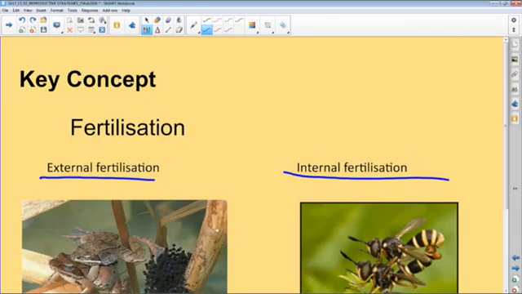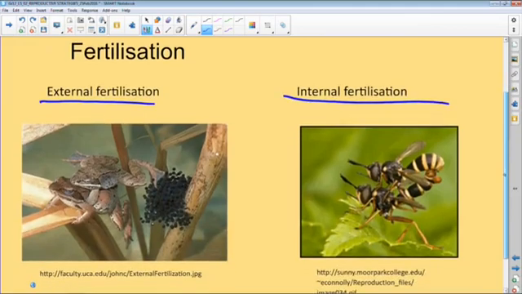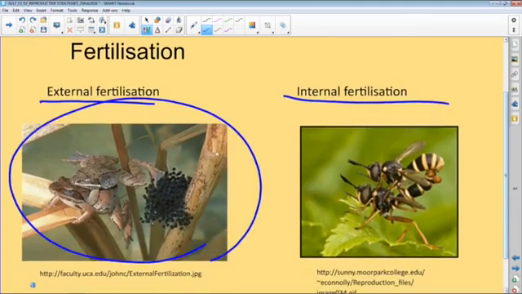Both the sperm is inside the female, okay? Now, the other one that we have is your external fertilization. And what I've got here is a beautiful picture. Your frogs normally do it, okay? Now, if you have a look at this picture here, this is a cool picture. You'll notice that the female's at the bottom and the male's on the top.